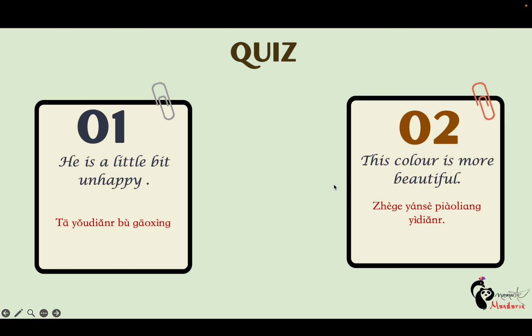That's why we use Yǒudiǎner. And why have I put Yìdiǎner here? Because I'm comparing this color with another color, and I'm saying this color is more beautiful, right? So more beautiful, it's a comparative degree. And again, please look at the positioning of Yǒudiǎner and the positioning of Yìdiǎner. I hope that you understood this use of Yǒudiǎner and Yìdiǎner.